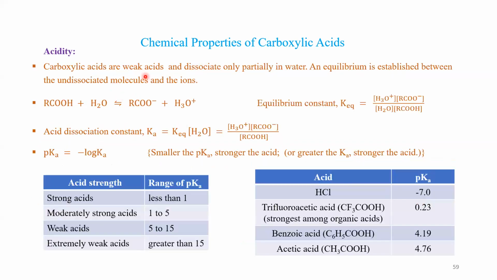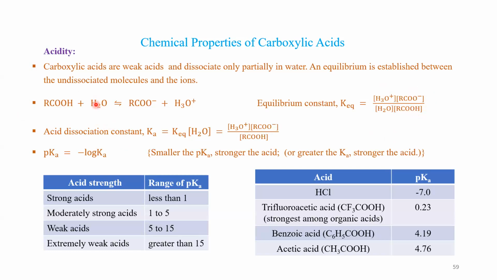So anyway, they are weak acids, which means they undergo this ionization only partially. They dissociate only partially when dissolved in water. So they are weak acids, and equilibrium will be established between undissociated molecules and the ions. The equilibrium constant is given by this expression. In the numerator, you have the product of molar concentrations of the products. In the denominator, you have the product of molar concentrations of the reactants. These concentrations are the equilibrium molar concentrations.